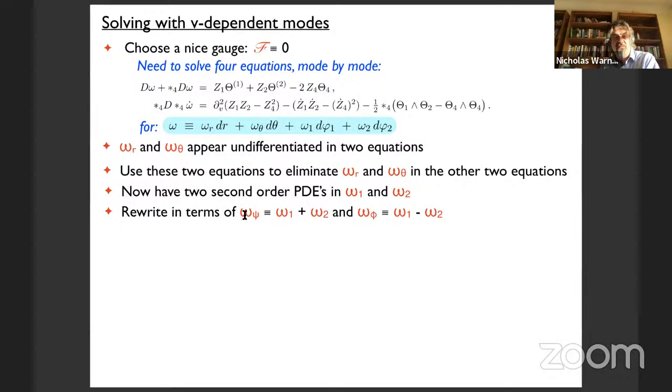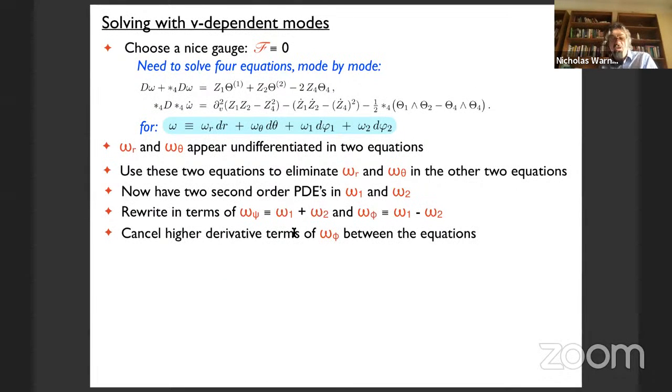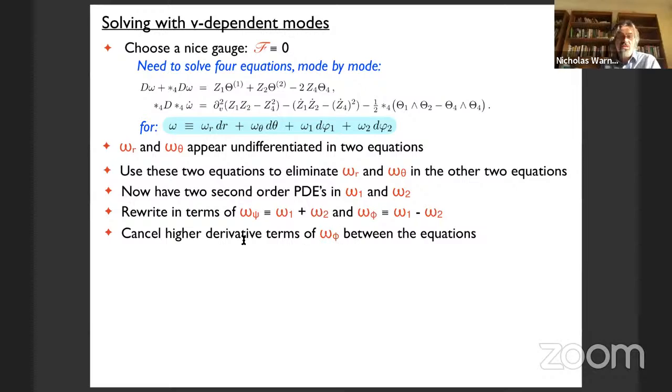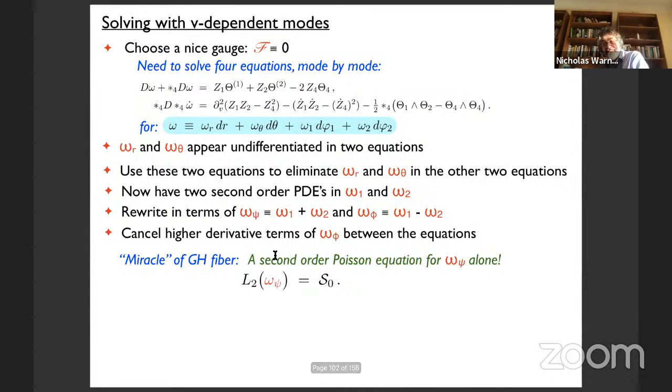This is the Gibbons-Hawking fiber component, and this is the Gibbons-Hawking base component. And then what you do is you say, let's take these two equations that I've got in terms of omega psi and omega phi, and try and get rid of as much of this as I can, starting with the highest derivative terms. You do that, and a miracle happens.